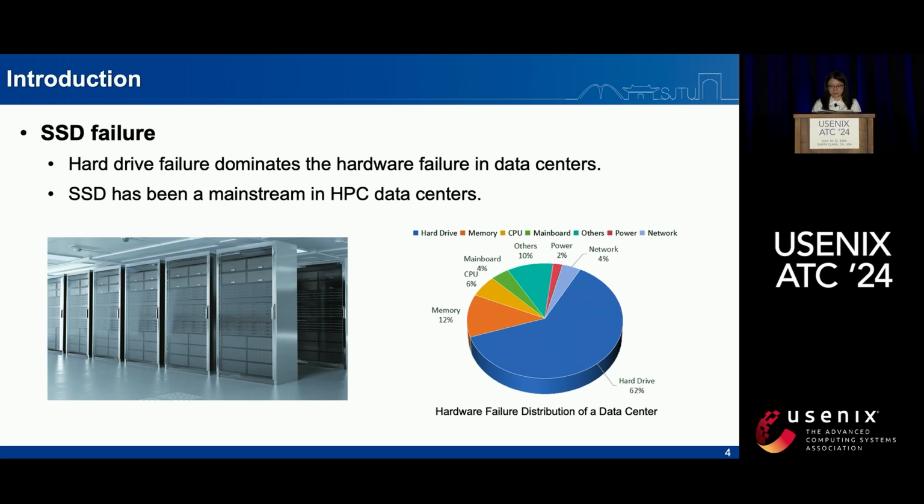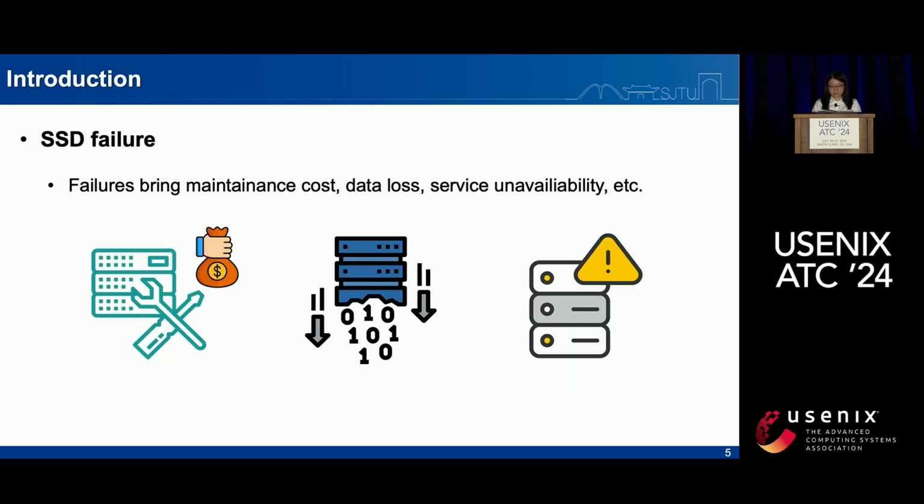Nowadays, to satisfy the performance demand in HPC clusters, SSDs are widely used as an alternative to HDDs. However, the increase in storage density comes with a trade-off of decreased endurance, and the prevalence of SSD failures poses a new challenge to overall HPC reliability. Here's a figure to show a hardware failure breakdown of a data center. We can see that hard drives even take over 62% of all failures, so SSD failures need to be noted. These failures bring significant penalties such as maintenance cost, data loss, service availability, and extra.